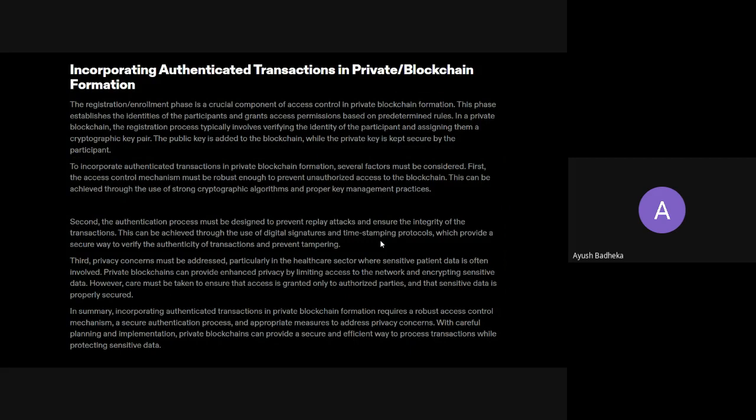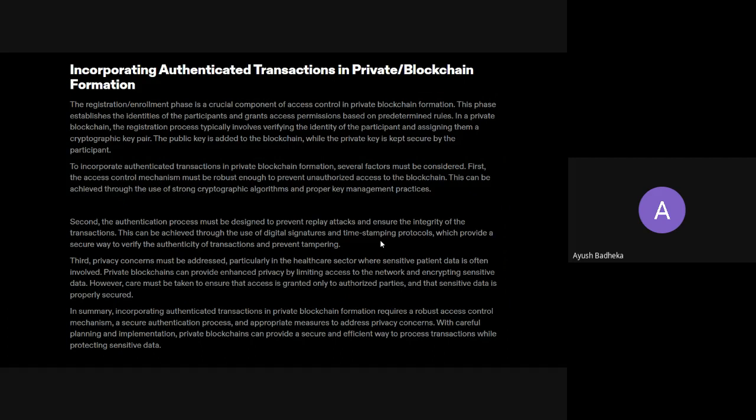The public key is added to the blockchain while the private key is kept secured by the participant. To incorporate authenticated transactions in private blockchain formation, several factors must be considered. First, the access control mechanism must be robust, that is sturdy, fast, and hard enough to prevent unauthorized access to the blockchain. This can be achieved through the use of strong cryptographic algorithms and proper key management practices.